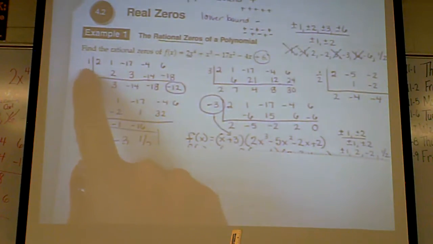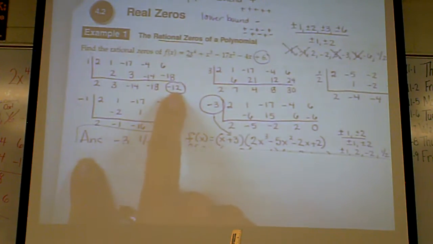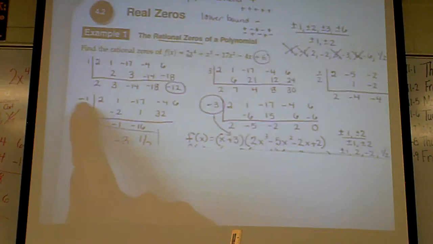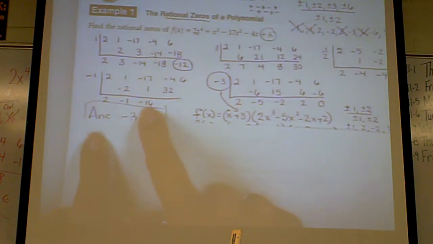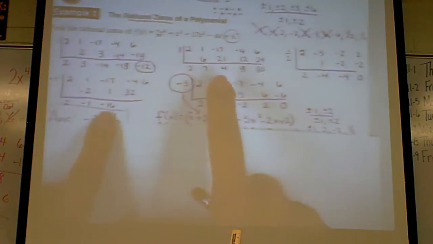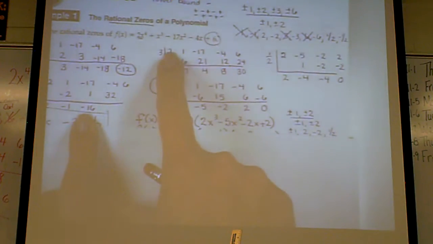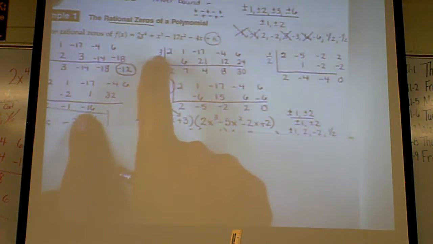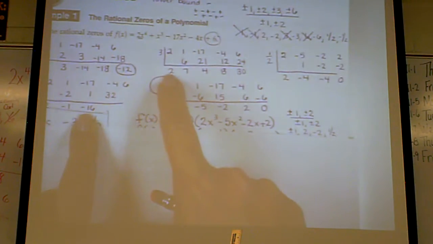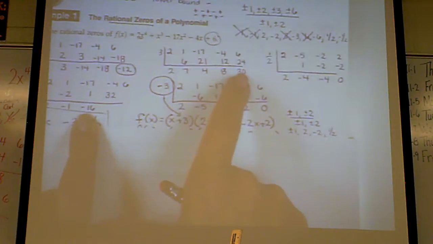So we did 1. 1 did not work. How do I know it doesn't work? Because you don't end up with a 0 here. Then I tried -1, and I stopped midway because I knew I wasn't going to get a 0. Then I jumped to 3, the number 3. And I said, hey, look what happens with the number 3. I get all positive numbers down here.